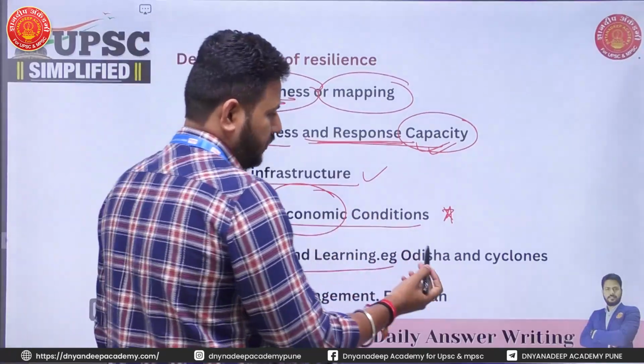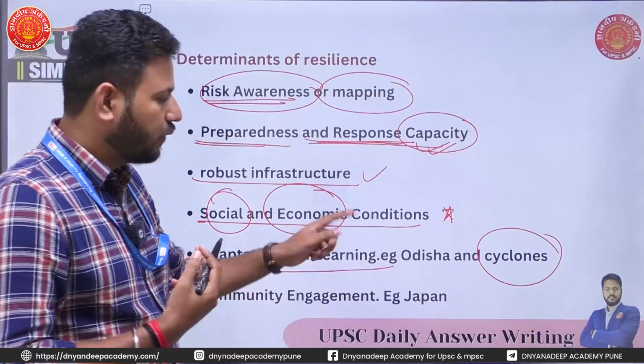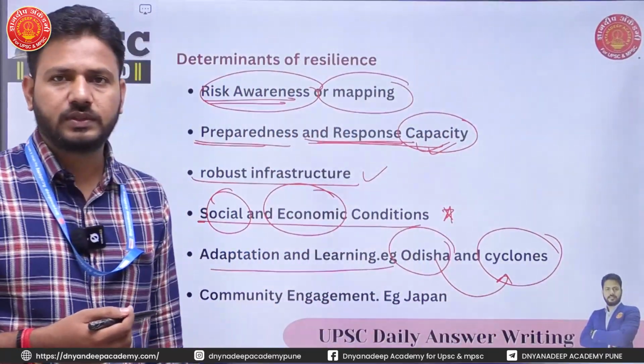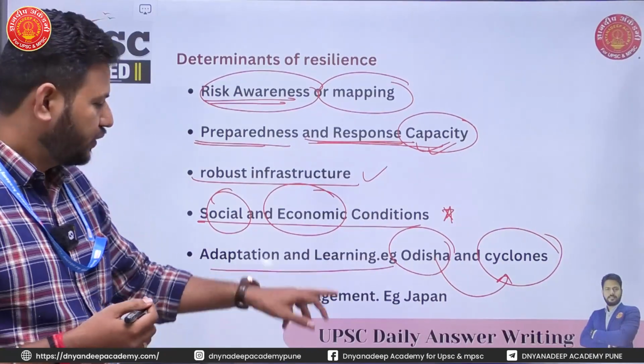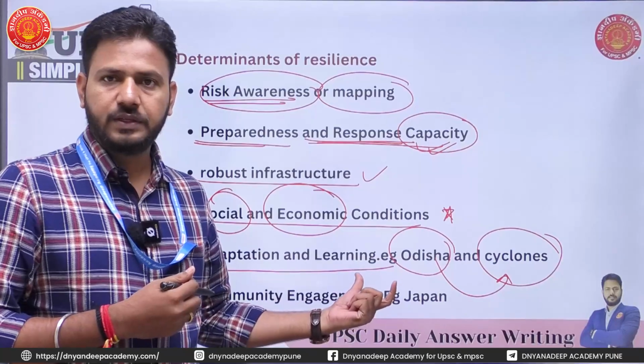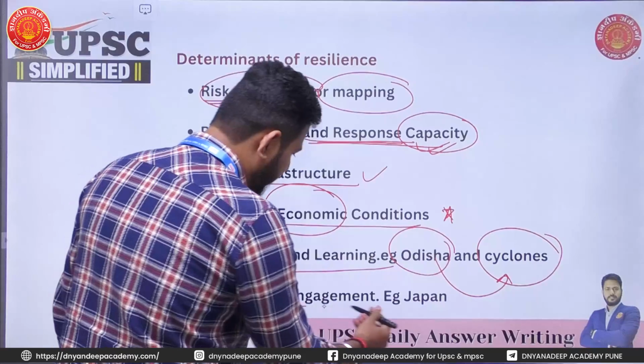Now, we have cyclones on all the coastal areas in India, but out of those, Odisha is always well prepared. It is more resilient to cyclones, right? So this is why, because they have focused on adaptation and learning. So this is one determinant of resilience, and one is community engagement.